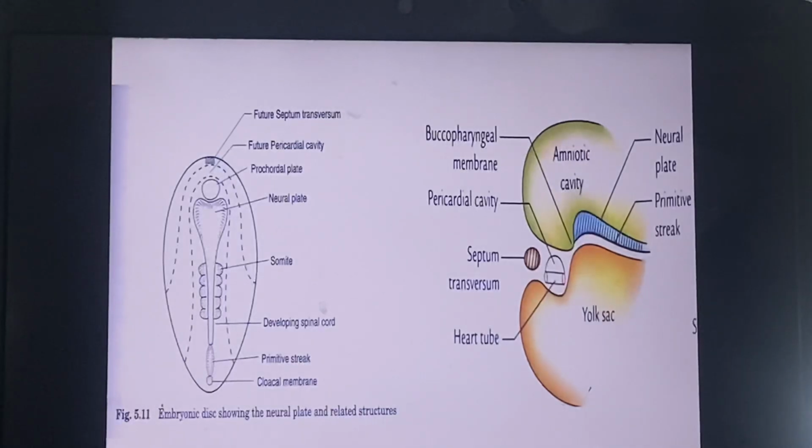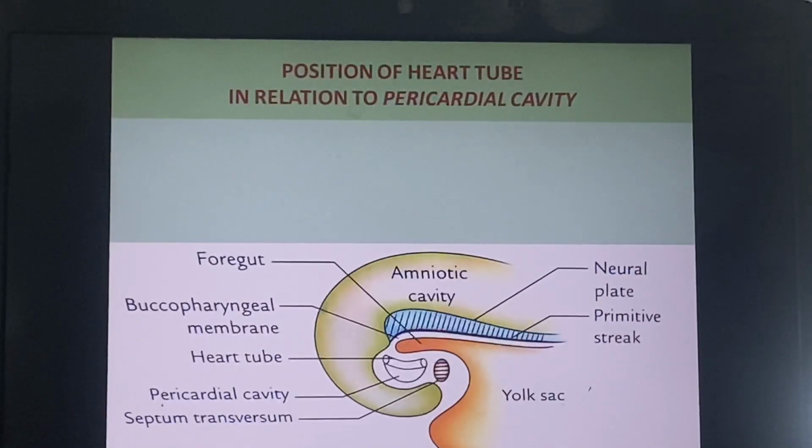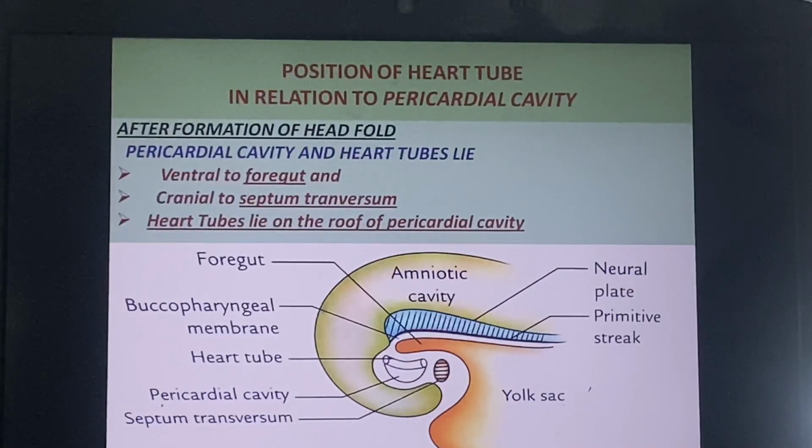You can see this in the diagram again. Same thing. Then the position of the heart tube after the formation of the head fold. You can see certain changes happen. I told you a 180-degree rotation is happening. Initially it is lying in the floor of the pericardial cavity. Once the rotation happens, the septum transversum, which was lying in this area, comes and lies in this portion. So what will be the location of the heart tube?